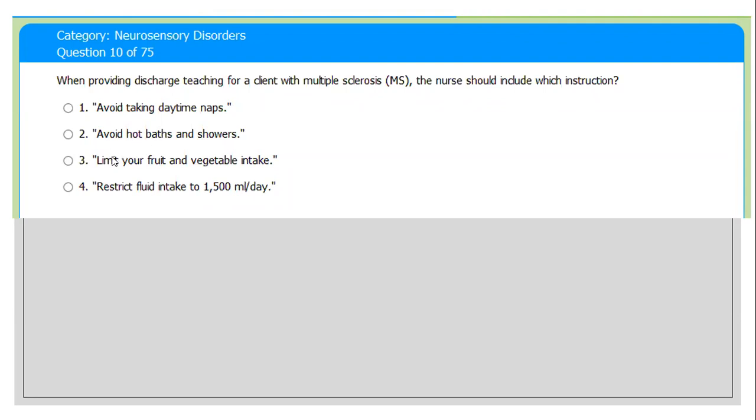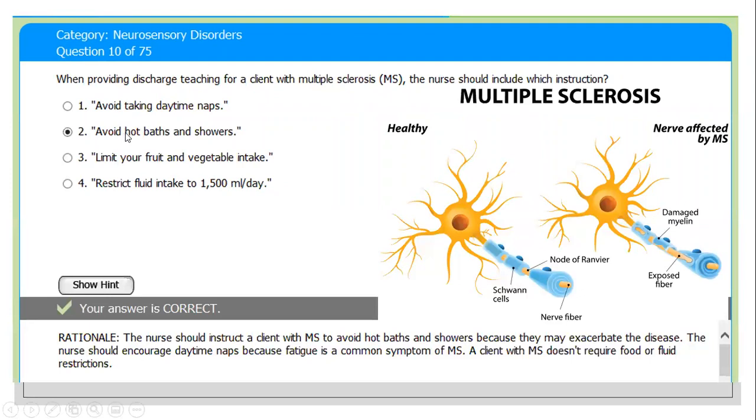Number four, restriction of food intake. Why do you need to restrict? You have no problem. Only if you have a kidney problem do you have to restrict. So the correct answer is avoid hot bath and shower. This we learn from here.